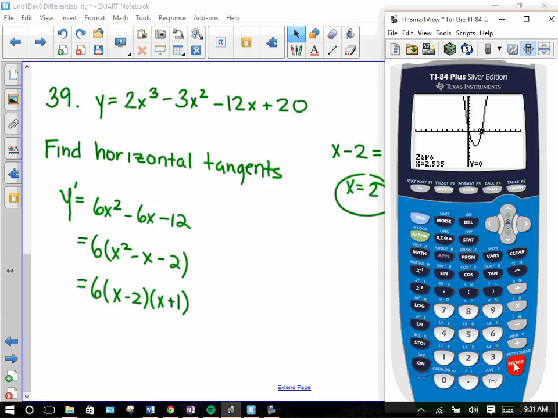Another way you can do it is you could graph the original one, but actually you're going to stay away from that, because you don't know that stuff yet. So for those who are using the calculator, you would want to graph your derivative and find out where the function is crossing the x-axis. Alright? Cool.